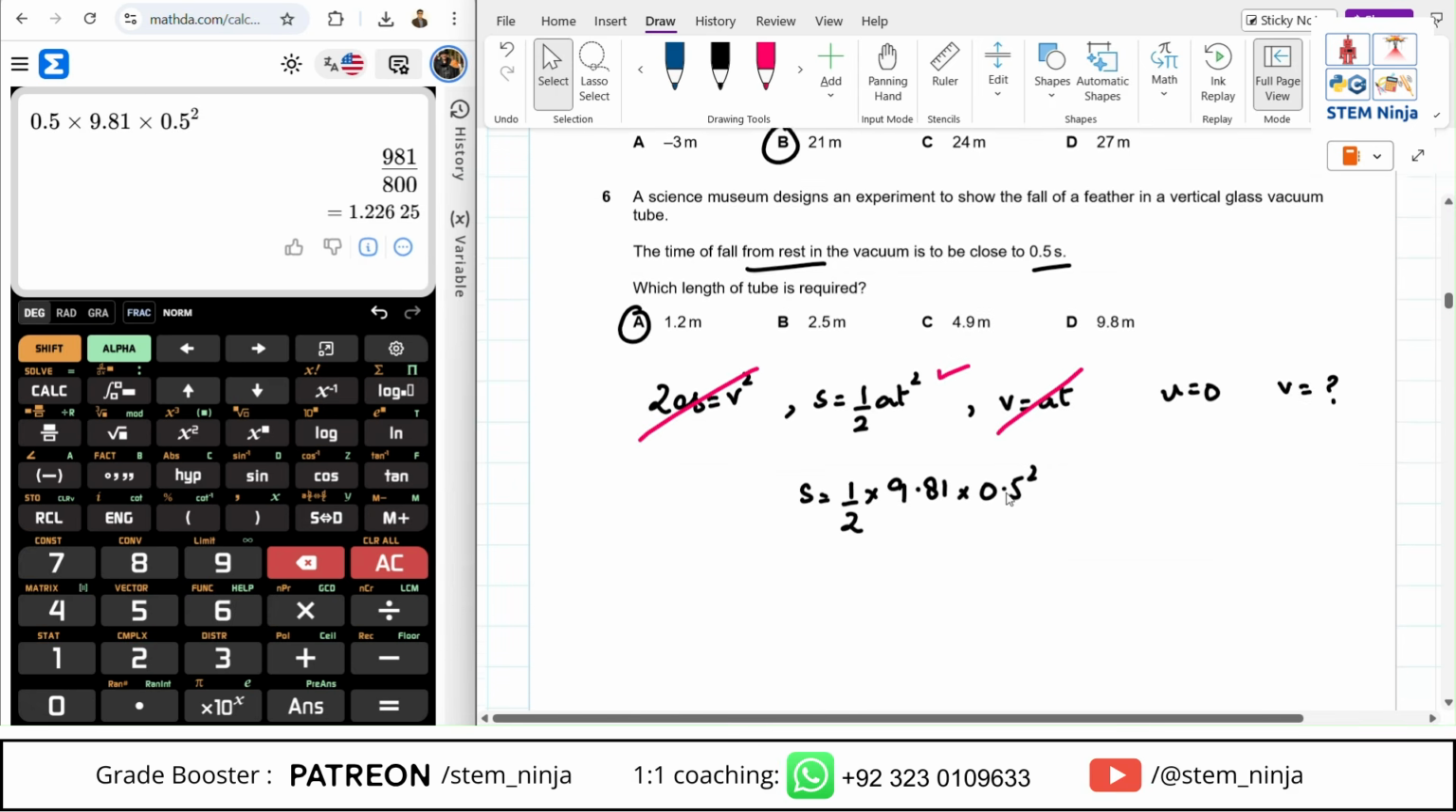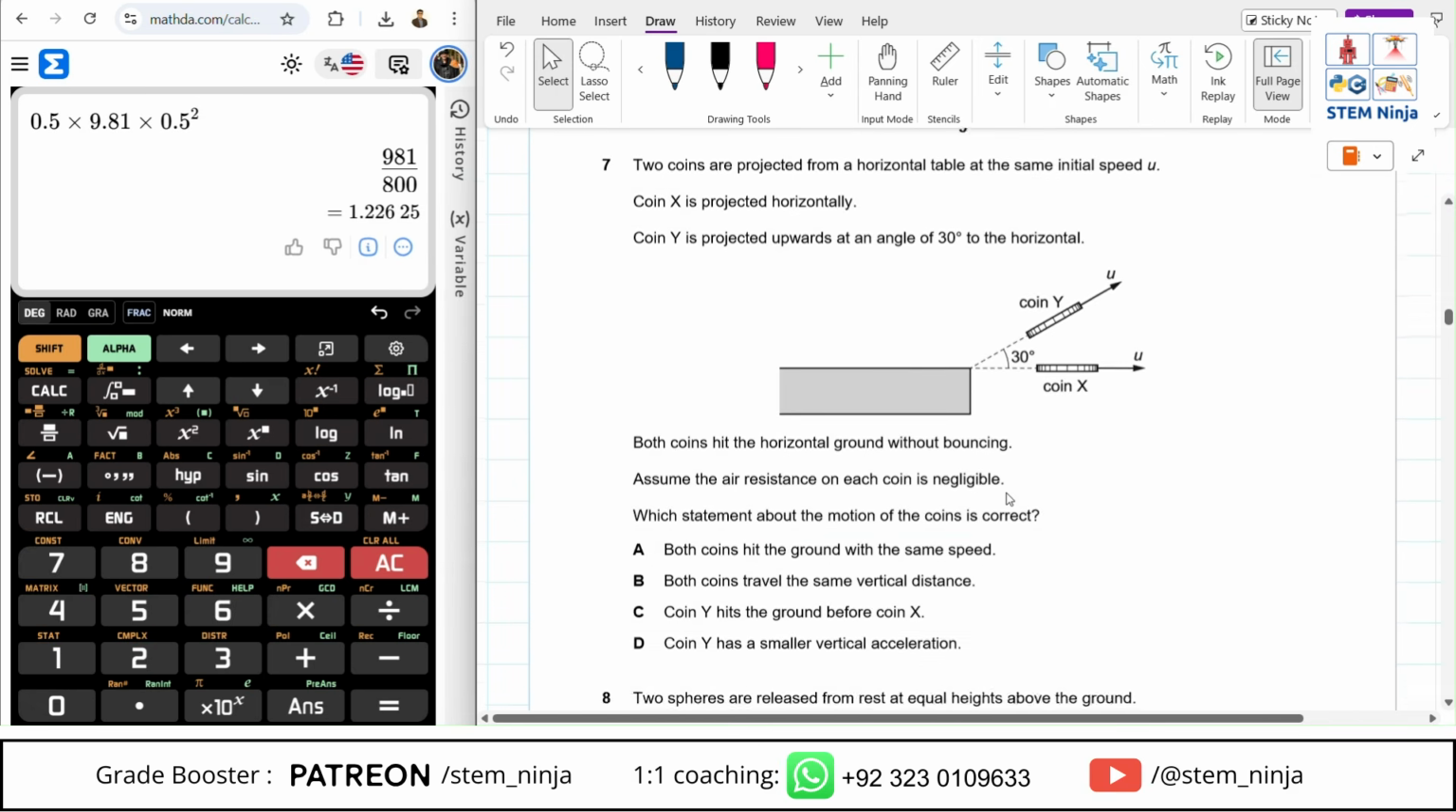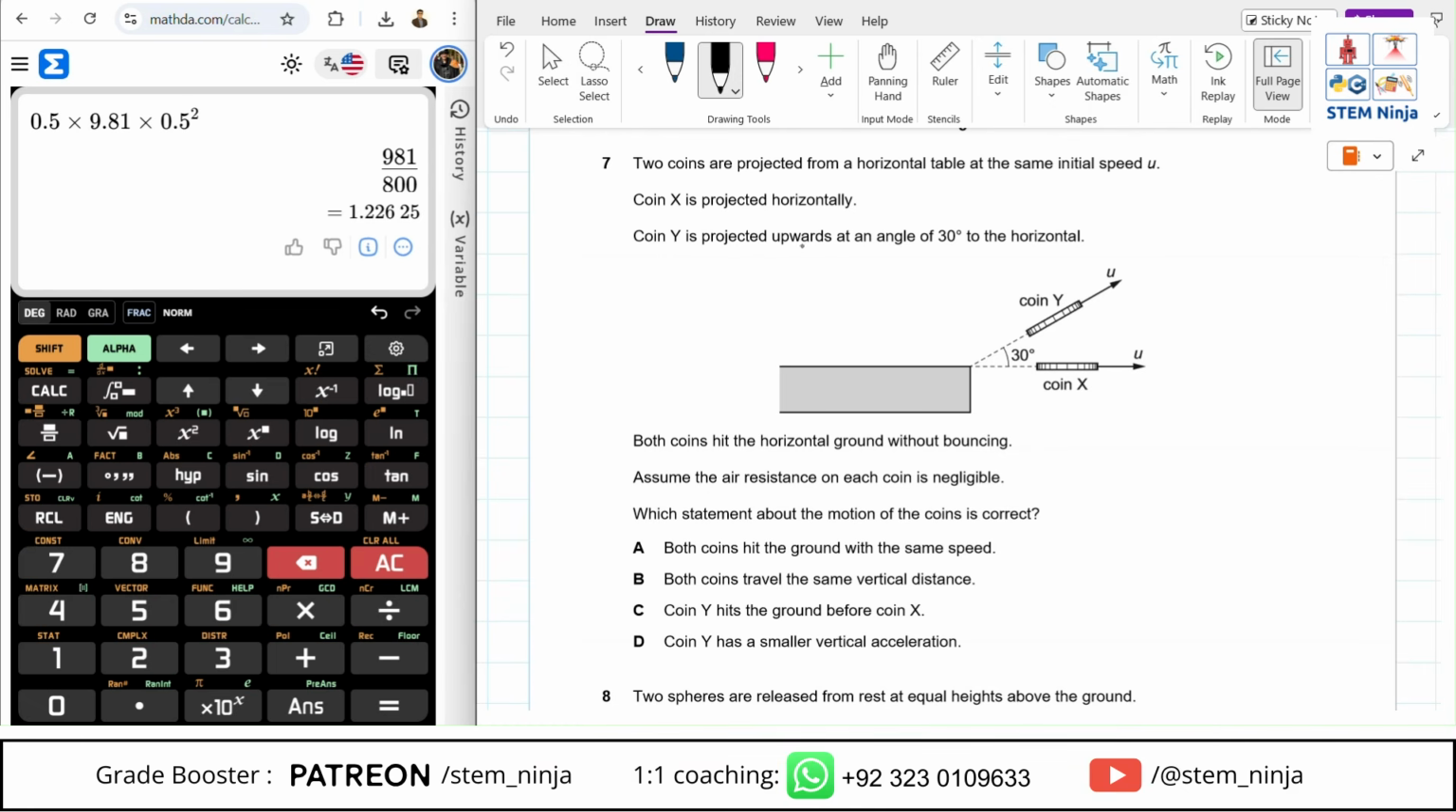Right, moving on. Two coins are projected from a horizontal table at the same initial speed u. Coin X is projected horizontally. Coin Y is projected upwards at an angle 30 degrees to the horizontal. Both coins hit the horizontal ground without bouncing. Assume the air resistance on each coin is negligible.